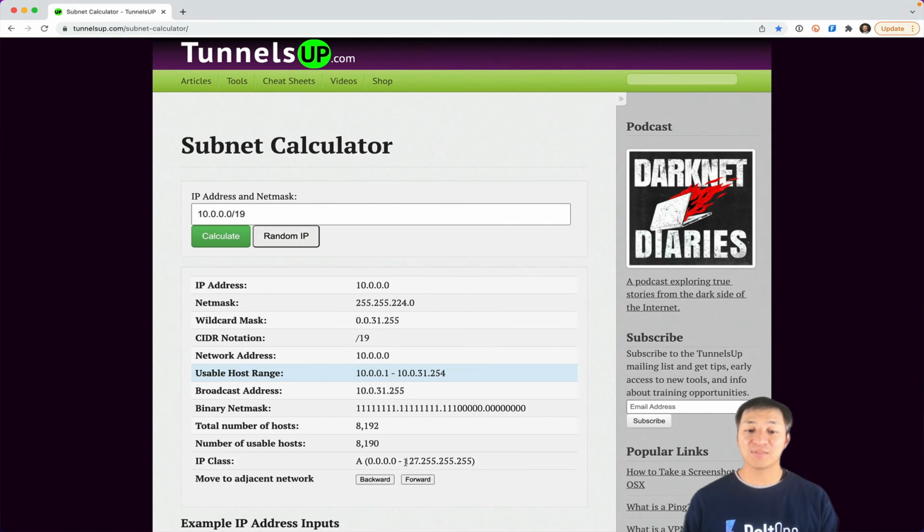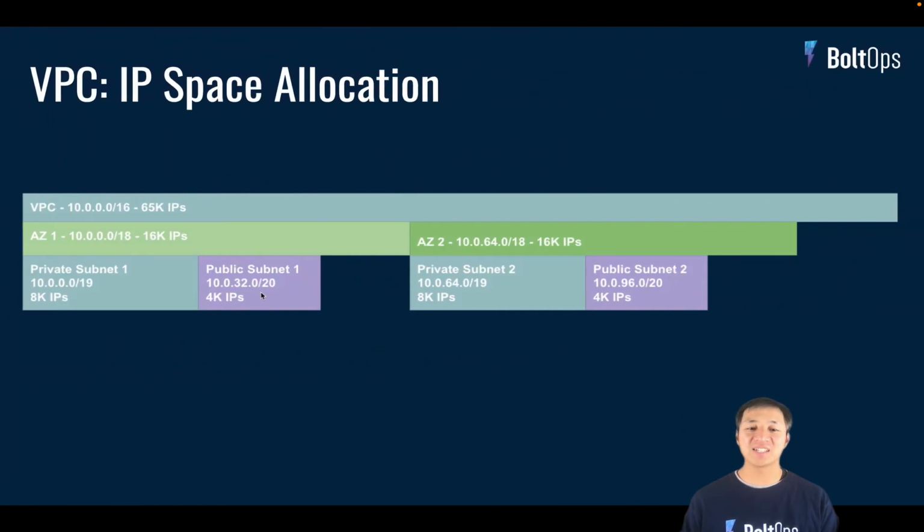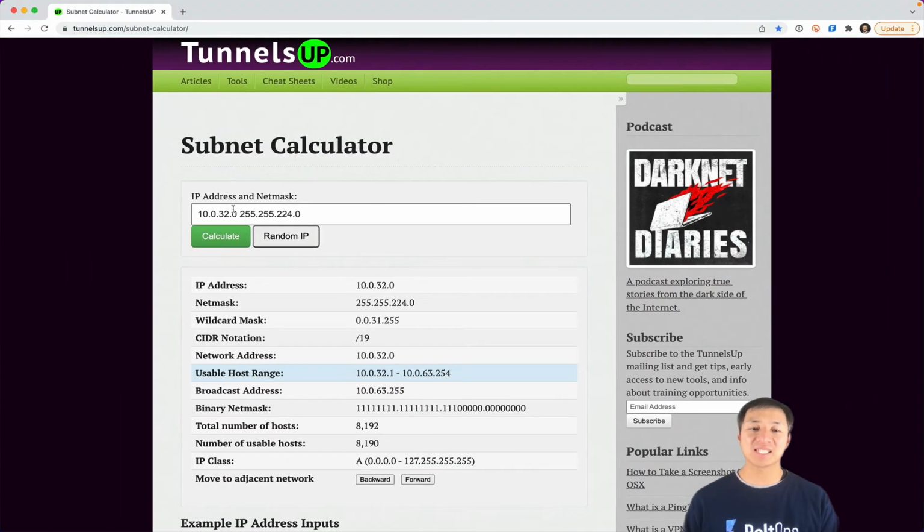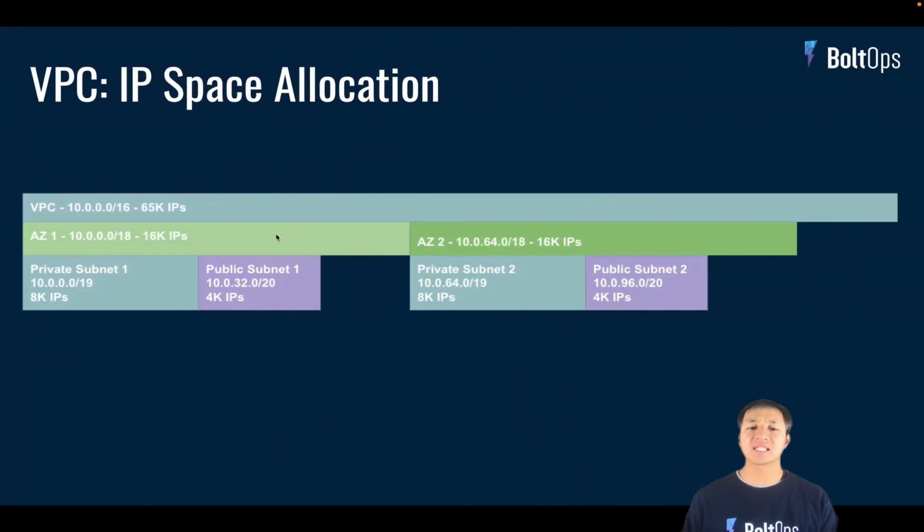How do I know that? You click forward right here on this calculator. It's pretty neat. And then now it's 10.0.32. See? All right. And then for that, I actually use the /20. The reason I use the /20 is just because usually people by design, they design smaller public subnets. This is only 4,000.